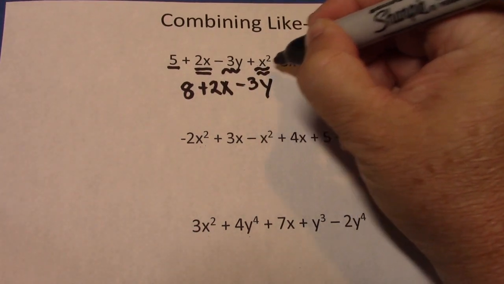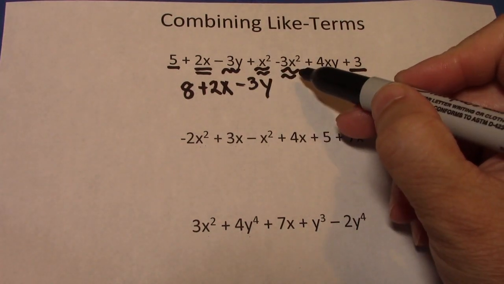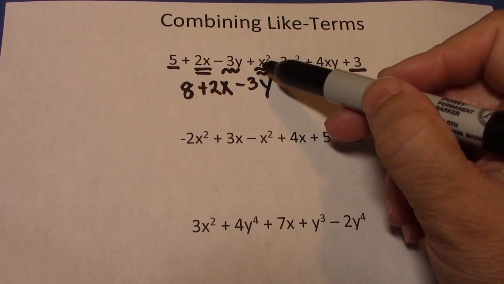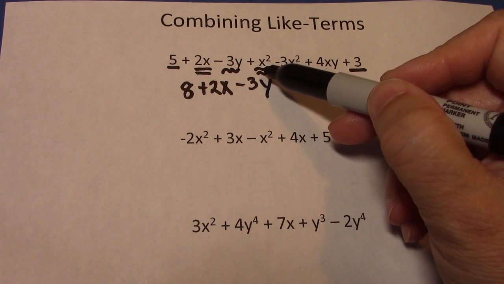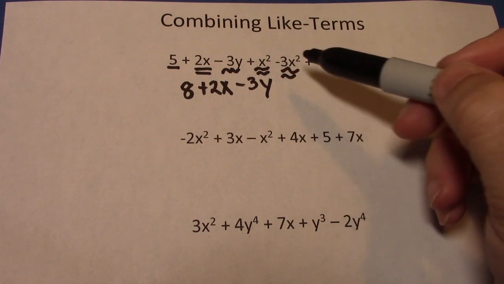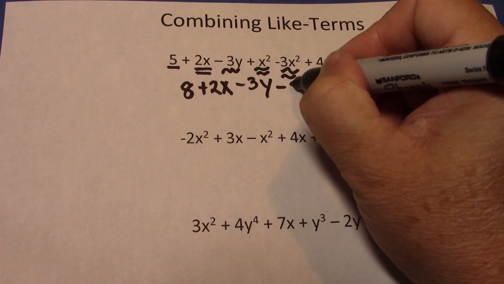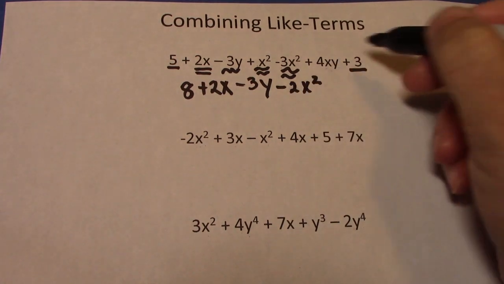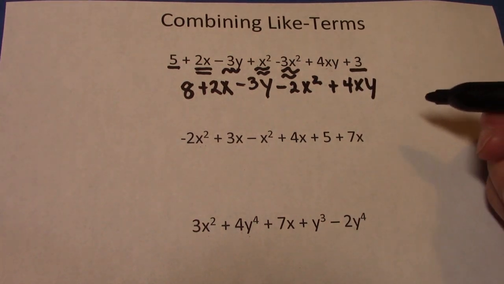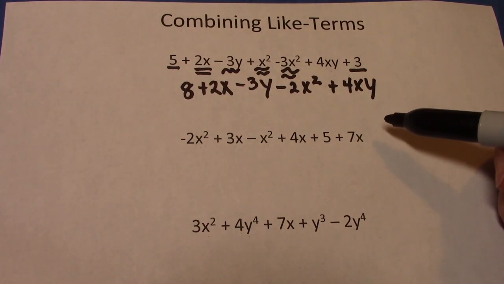But here, I've got a couple of x squared terms. Remember, when there's no coefficient or no number directly listed there, it means that that is 1x. So 1x squared minus 3x squared, that would give me negative 2x squared. And then the last one here is plus 4xy. That's totally different because it has an x and y together. So this would be our right answer.